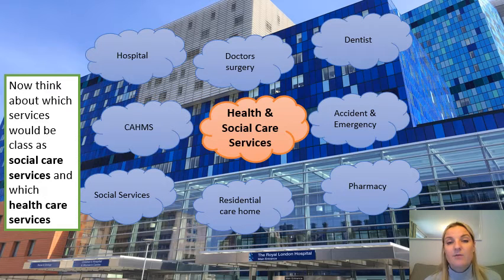And then we've got residential care homes, so that's where you might have vulnerable people go and live and be looked after by carers actually inside a building. Then you've got social services, so that's things like social workers and health visitors. And also some of you might have come across CAMHS before, which is a mental health service for children and young people.